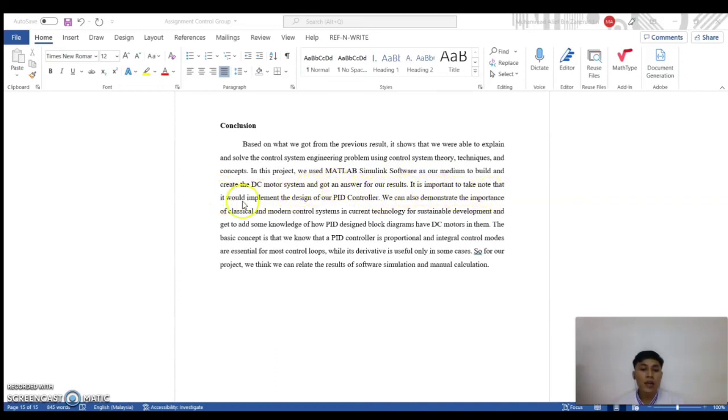It is important to note that this will implement the design of our PID controller. We can also demonstrate the importance of classical and modern control systems in current technology for sustainable development, and add some knowledge of how PID design block diagrams work with DC motors. The basic concept is that a PID controller's proportional and integral control modes are essential for most control loops, while the derivative is useful only in some cases. So for our project, we think we can relate the results of software simulation and manual calculation.